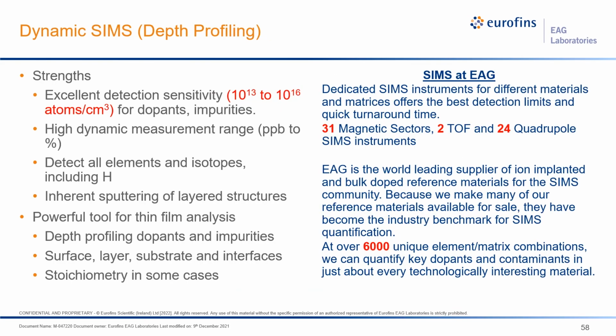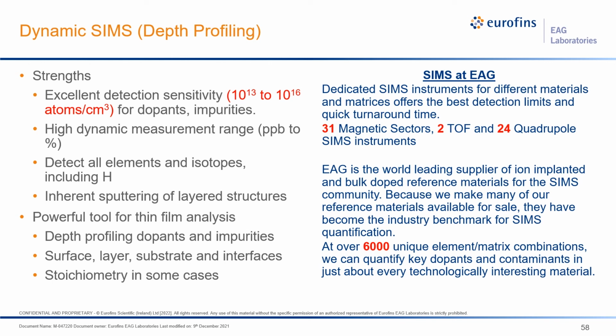So essentially, in summary, SIMS is a very good method to measure very low concentrations, dopants, and impurities, but it can also measure high concentrations to atom percent. So from parts per billion to percent, dynamic SIMS can help you out. It can detect all the elements, including isotopes, and most importantly, hydrogen that is found in all the epitaxial growth in compound semiconductor. And you can get a layer structure as we've been looking at it. So it's a very powerful tool to do thin film analyses for dopants and impurities and get an understanding of the layer structures and stoichiometry in some of the cases.